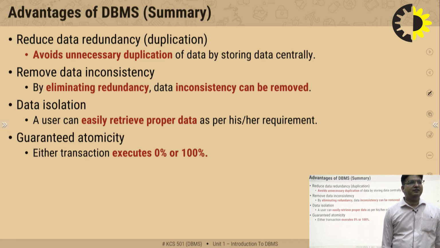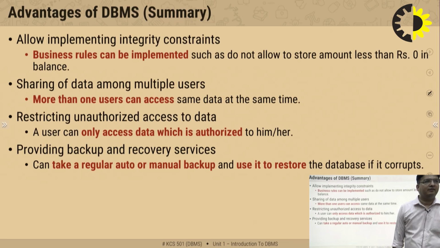Now next, guaranteed access. This is related to the transactions, where we propose that a transaction runs as a single indivisible unit of work, that is either all the operations are successful or none are, that is it executes 0 or 100%. Now it allows us to implement the integrity constraints.